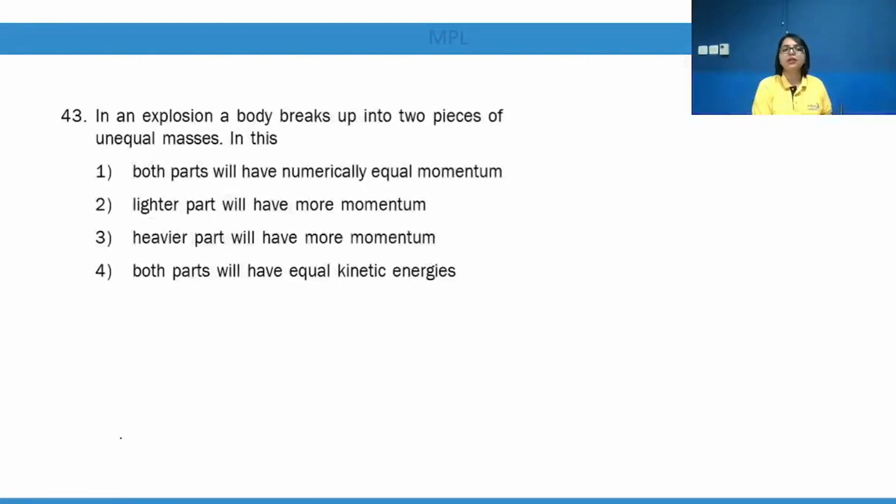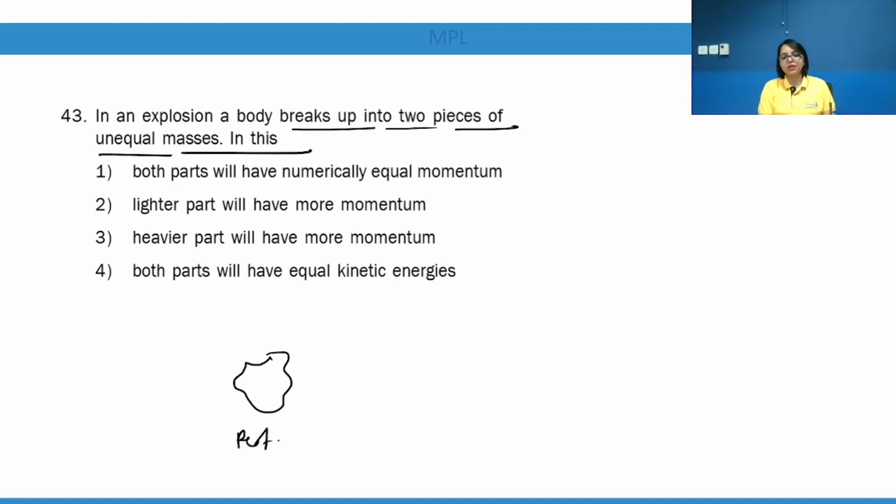Question number 43. In an explosion, a body breaks up into two pieces of unequal masses. In this, both parts will have numerically equal momentum. Yes, because if explosion is happening, that means initially the body is at rest. So its initial momentum is 0.